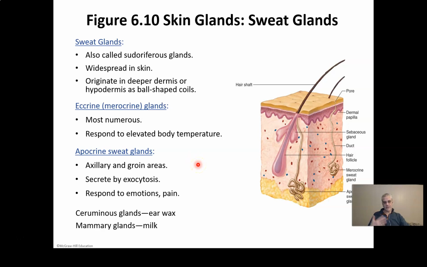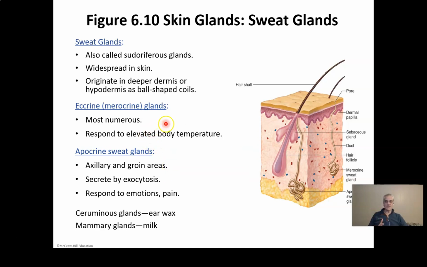There's another sweat gland that you have called an apocrine sweat gland. Apocrine sweat glands are found in two big areas of the body, and that is the axillary and groin area. So axillary is your armpit, and groin is between the legs, or where the legs meet the pelvis. They tend to be more odor-producing, odoriferous.